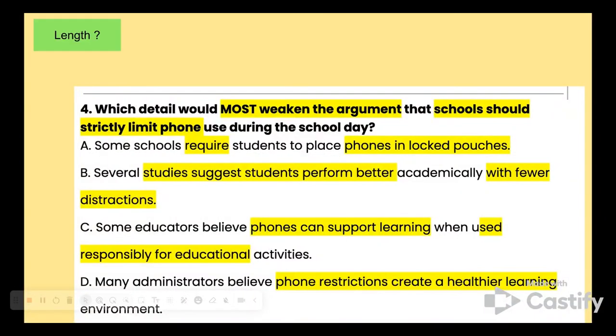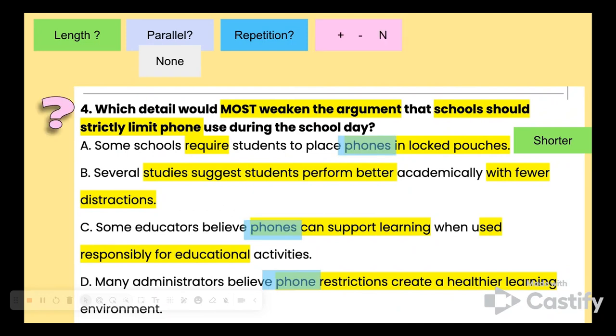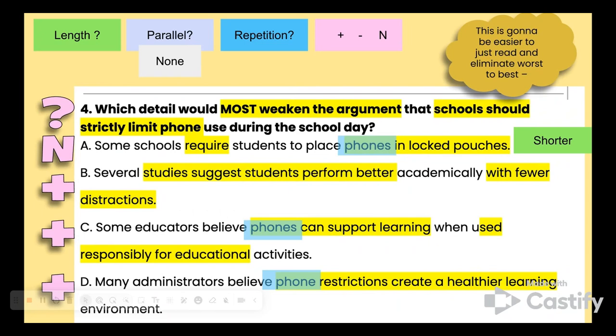All right, last question. Do the same thing. Repetition. We got this. This one was another like, okay, there's 3 positives and a neutral. All right, but we don't know what it is. So this is going to be easier to just read and eliminate based off what the question wants. Like, you literally do not need to read the text for this. It says, we need to look for a detail that supports which detail would weaken this argument, and then they give you the argument. So it's really easy.